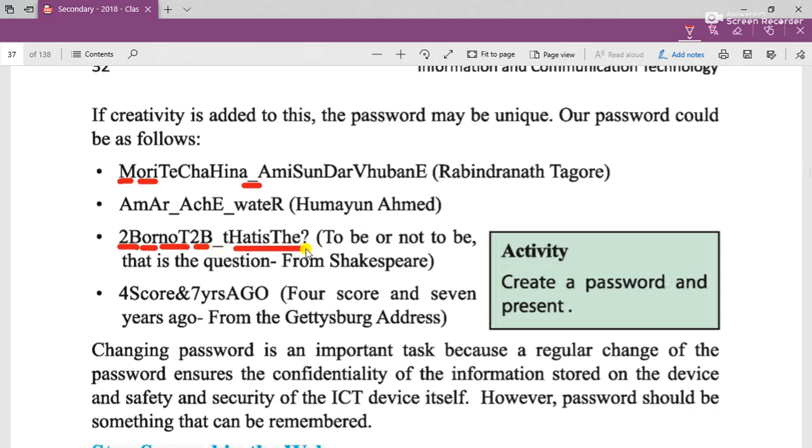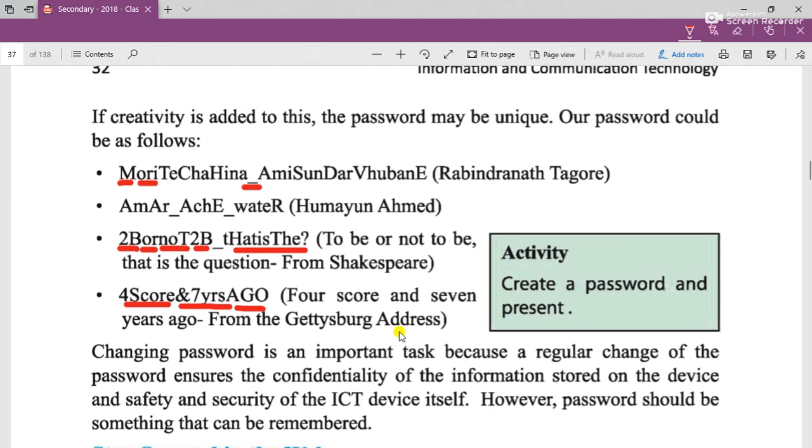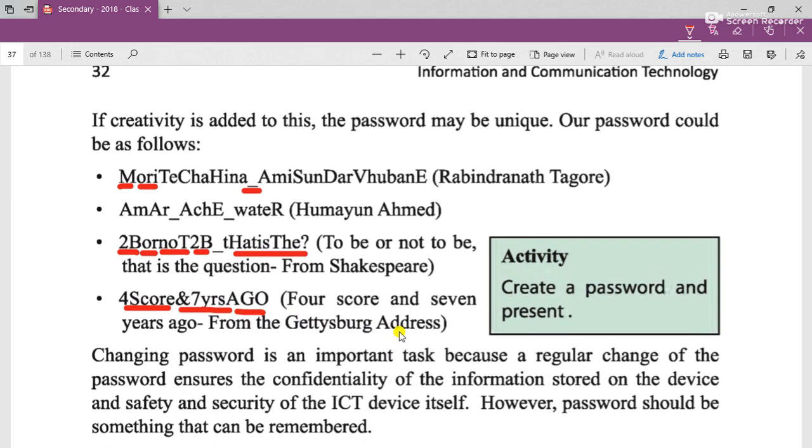Okay, like four score and seven years ago, from the Gettysburg Address. So these are the strongest passwords.